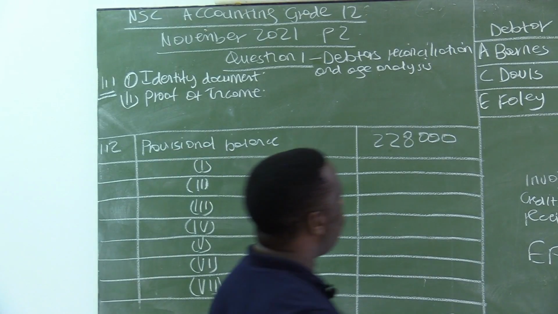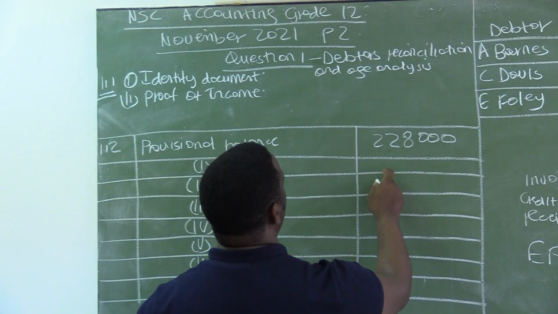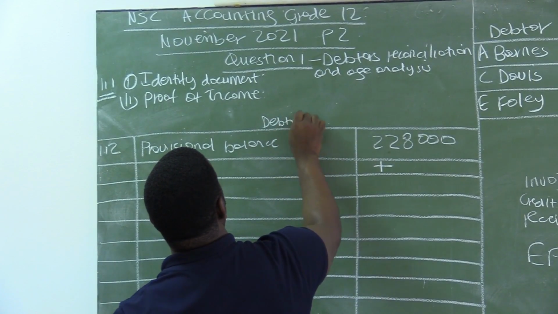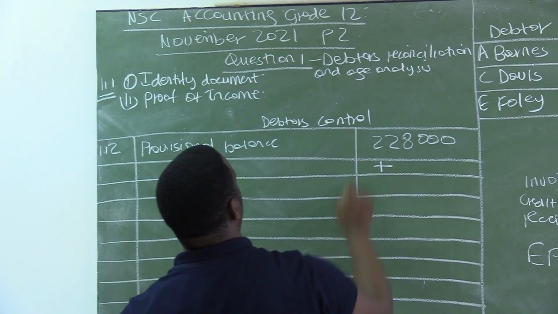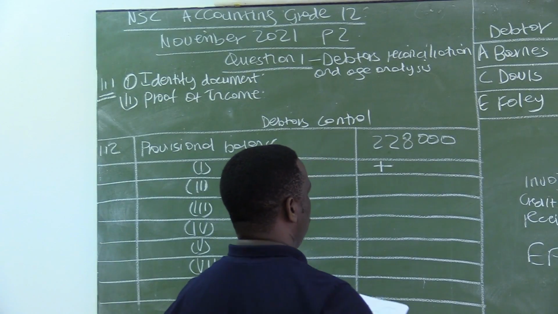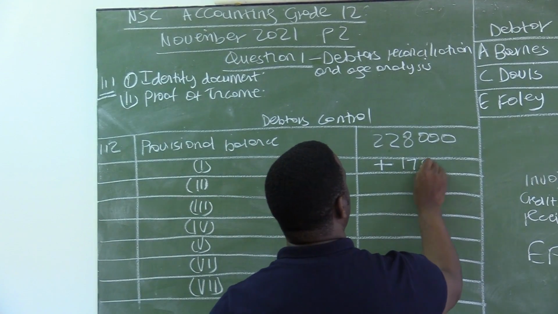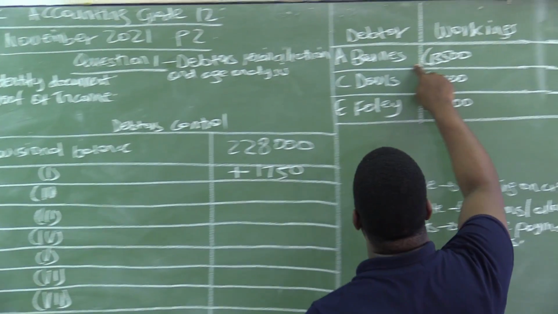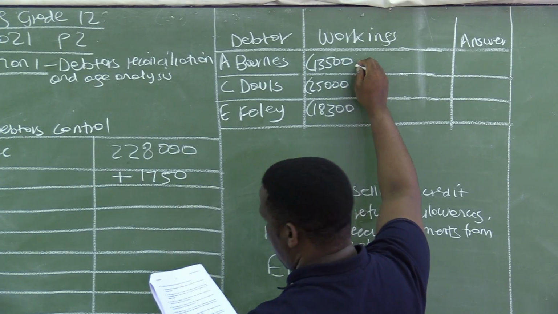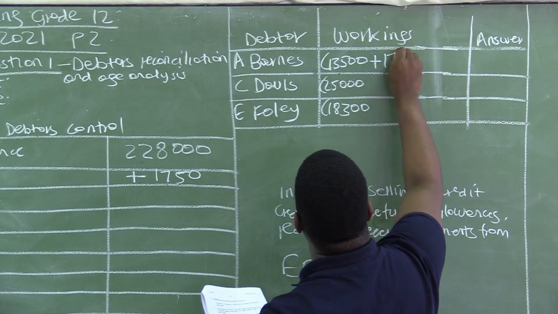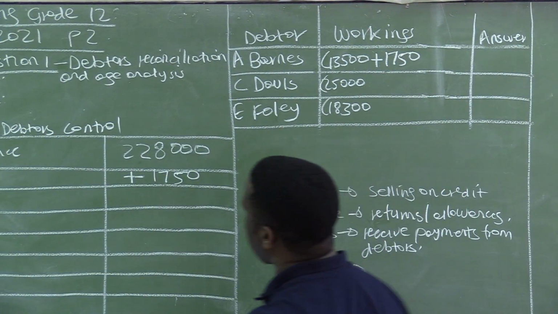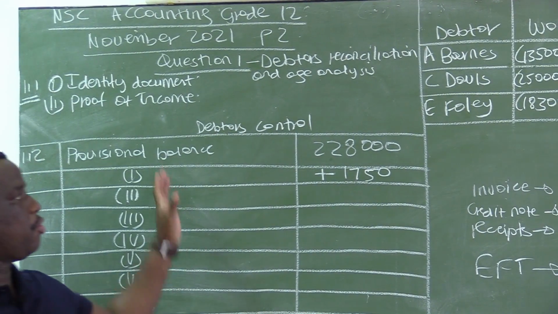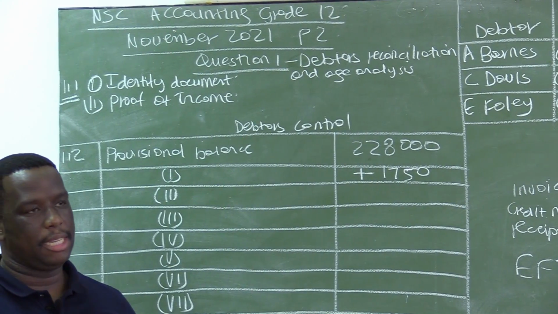So then we need to go to our debtors control account. This is our debtors control, the account that controls all the debtors. So it means we need to add 1,750 here. We are adding 1,750, and then in the personal account of the debtor, A. Barnes, we need to add 1,750 again. Another thing that is very important for students to understand is that the debtors control account is the account that controls all the debtors.